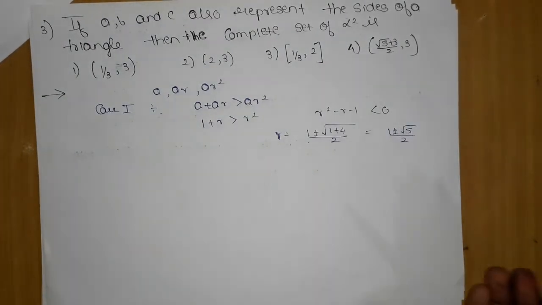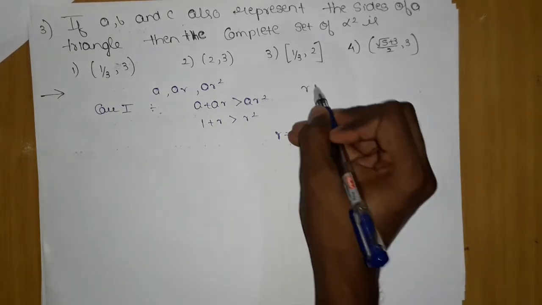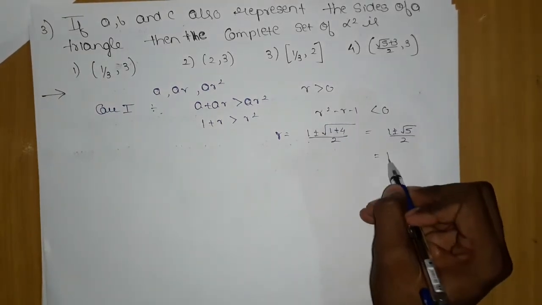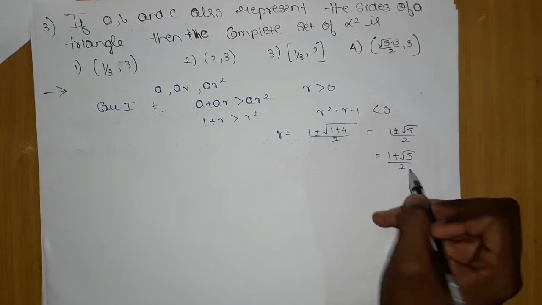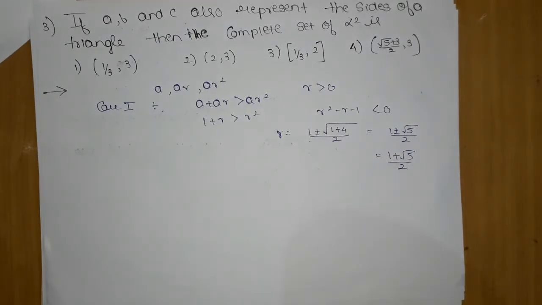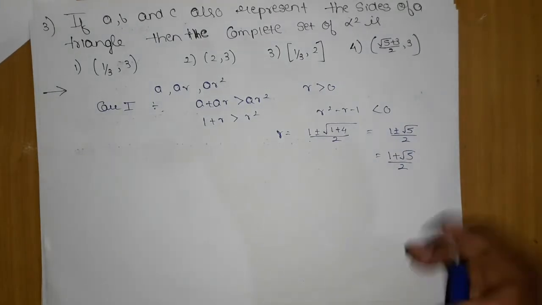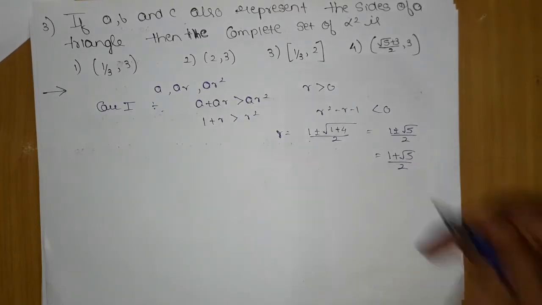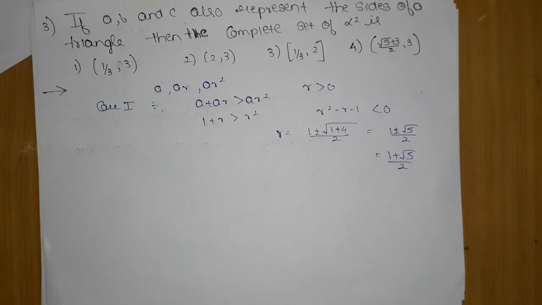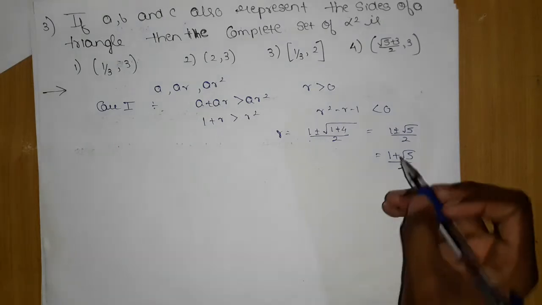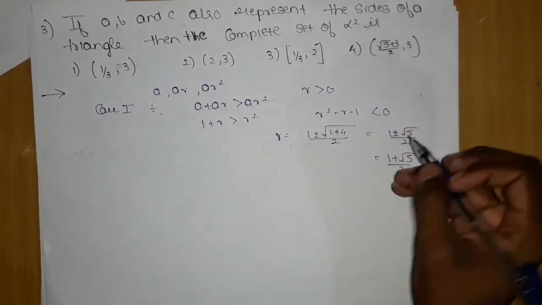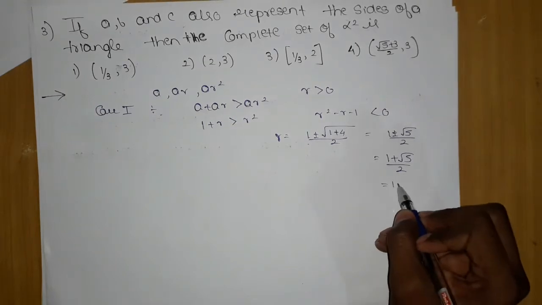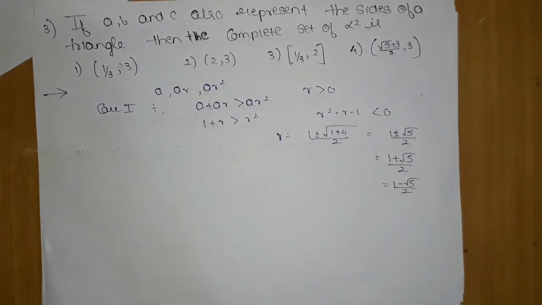Now since these are the sides of a triangle, r will be greater than 0, so we will include only 1 plus under root 5 by 2. This will also be positive, since under root 5 value is more than 1. So we can include both the values, because 1 minus under root 5 by 2 is also positive.